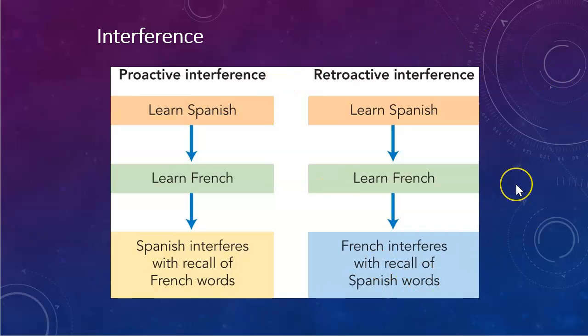Now, retroactive interference is kind of the opposite, where you first learn Spanish, again, and then as a teen, you decide to learn French. But then when you go to try to speak Spanish, your French words are interfering with you remembering the Spanish word for something. And so retroactive interference is saying that the new information is preventing you from remembering the old information, okay? So proactive, you've got old interferes with new. Retroactive, you have new interferes with old.